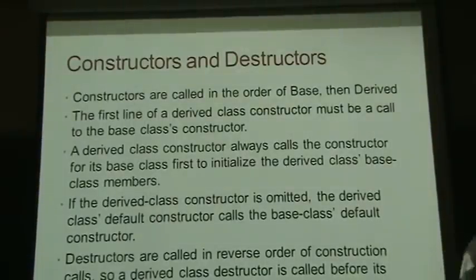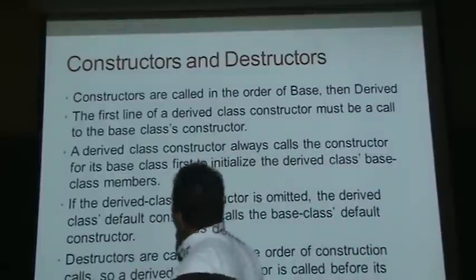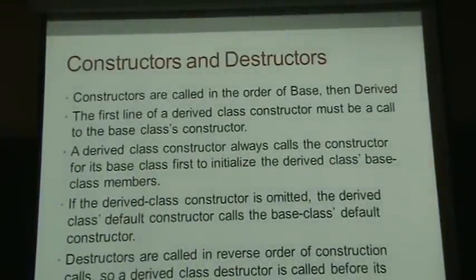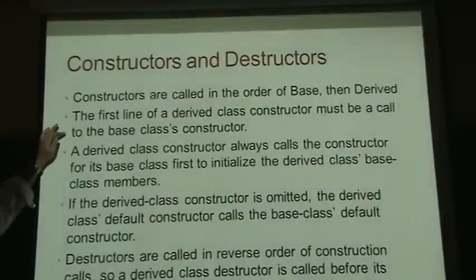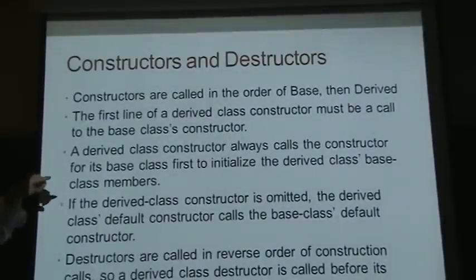Okay, so the constructors and destructors are called in the order of base class, then derived class. The first line of the derived constructor must call the base class's constructor first. Otherwise you'll have a compiler error. In Java, I believe if you don't say super, it does a super for you. Is that right? If you don't explicitly call the constructor of the class you're inheriting from, it will call it for you. Right? Okay. Here you have to explicitly call it.